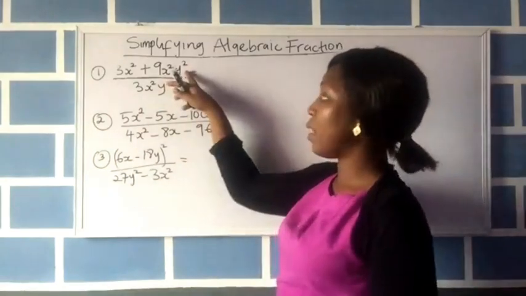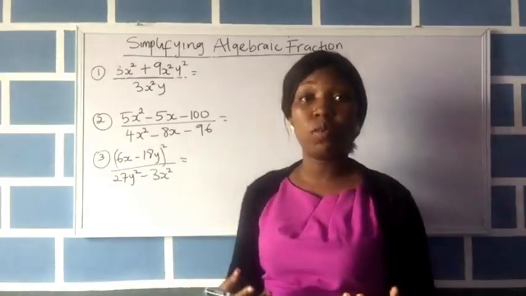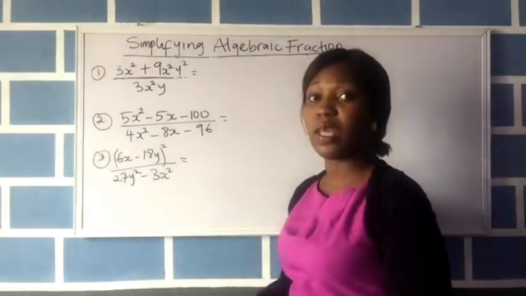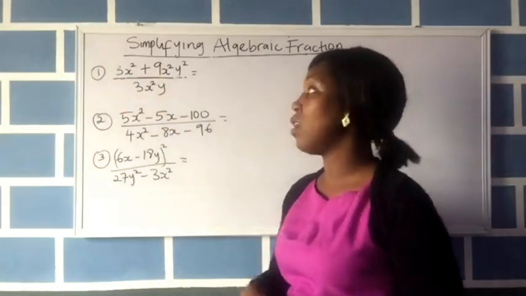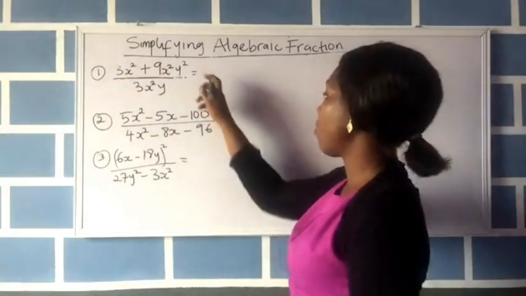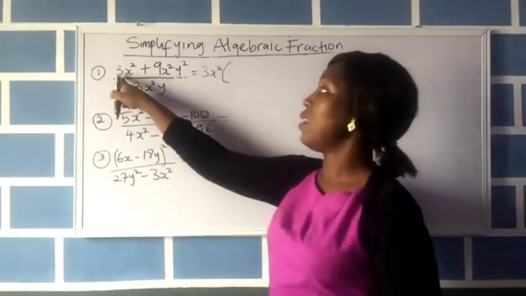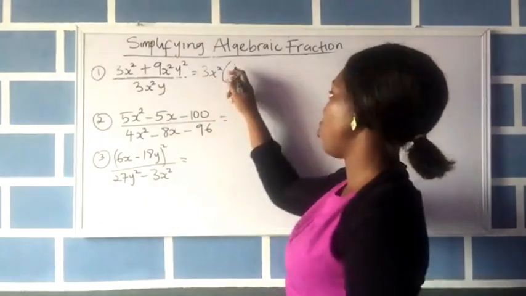Now, for the numerator, I'll ask myself what is common. To find what is common, you have to use the HCF. What is common here is 3x squared. So I'm going to write 3x squared in brackets. This 3x squared divides 3x squared to give me 1. So I'm going to write 1.